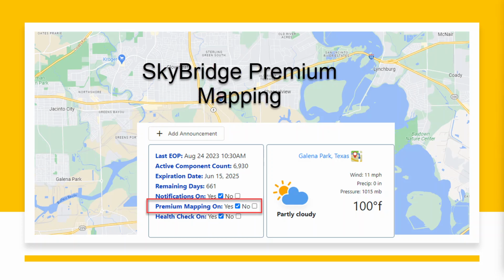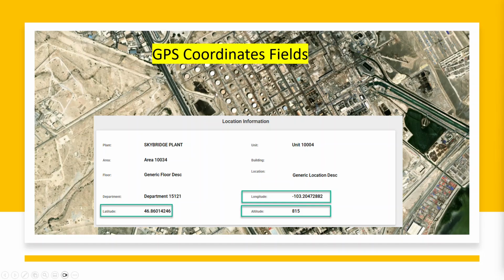Okay, so here we go. The GPS coordinate field. In SkyBridge, when you open up an individual component, you'll see the latitude, longitude, and the altitude here. Okay, so you'll see that information here. You can populate it if it's blank initially. When the technicians log a reading on that component, it will capture the current GPS coordinates. If it has something in there, then it won't do anything.